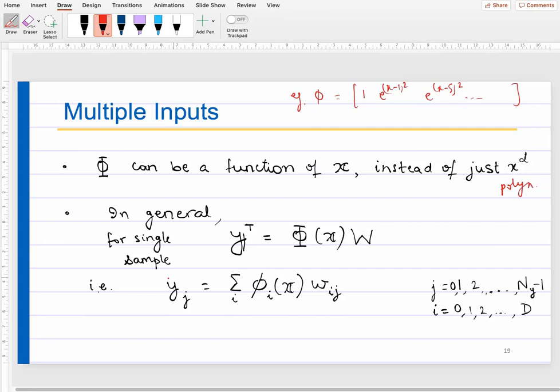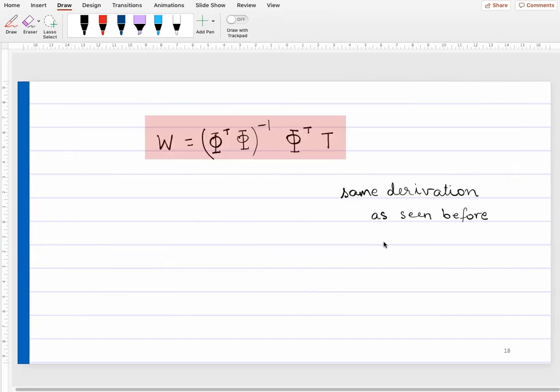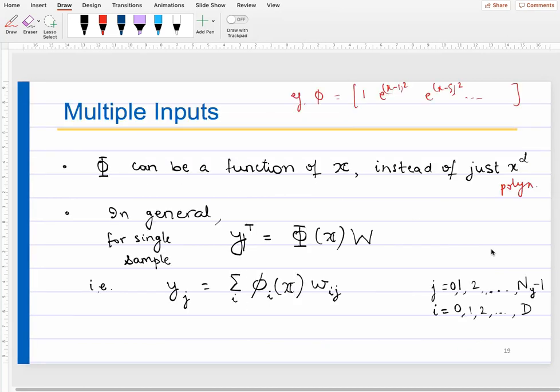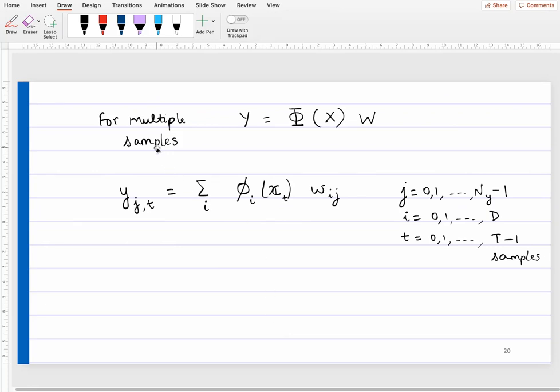So in general, for a single sample, I can say my y transpose is equal to phi of x into W. Why did I use a capital W here? It's a matrix of size capital D cross the number of outputs. Is this clear? I think we discussed this point here. So my W was a matrix here. Why? Because now I want to estimate different columns here, so each column will come from different W's. So this is how I can write it in the matrix form, and this is the element-wise form. Both are important, as we'll see in derivations. You can derive using any representation. For multiple samples, you can write it like this. This is the same thing.